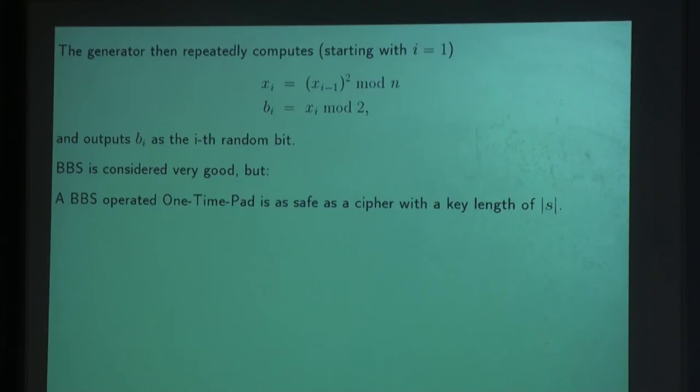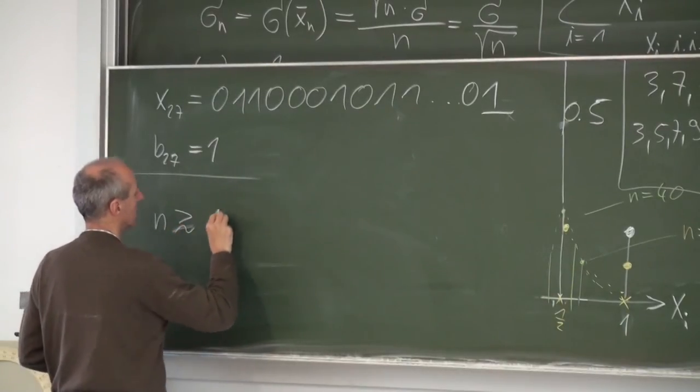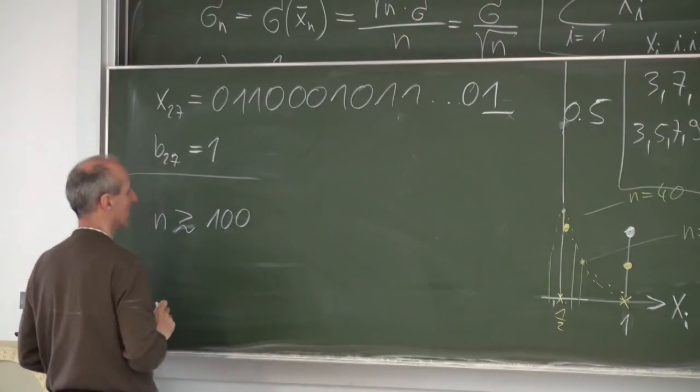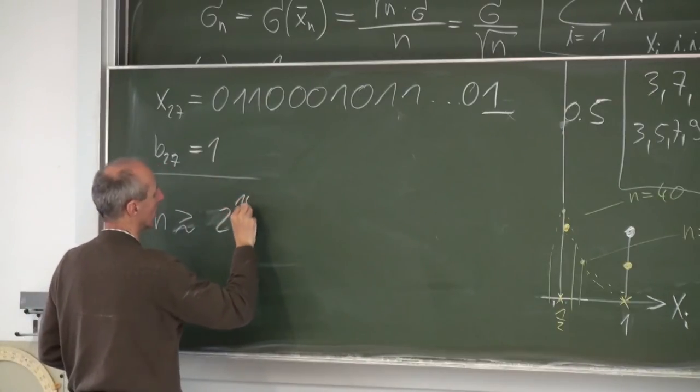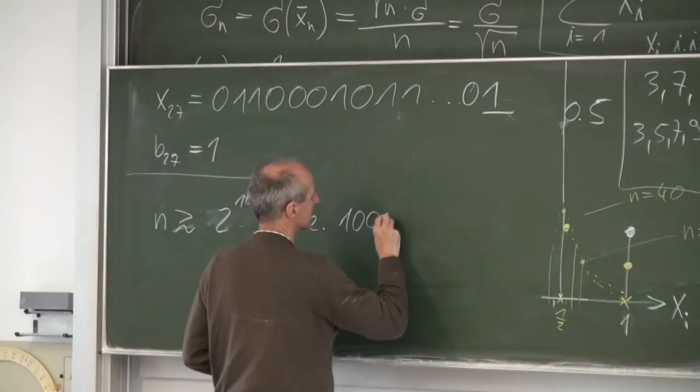BBS is considered very good. The authors tested it and proved that you get very high quality pseudo-random numbers with a very long period. Now what's important in their paper, and I'm sorry this is missing at least on the slides, I don't know whether it's in the script, is that this n has to be at least about 2 to the power 1,000. So that means a 1,000 bit number.